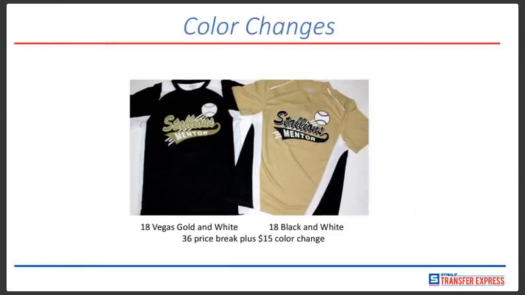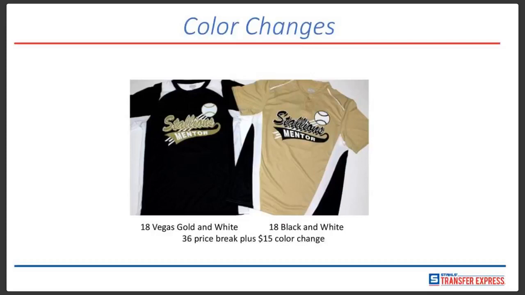All right, so one of the ways you can also, especially for teams, there's lots of different options for color changes. This particular design that we have here in our Easy View Online Designer, this template is QBA-112. And what we did is we did the design for the Mentor Stallions. On the left, you'll see we did 18 of them in Vegas gold and white. And on the right, we did 18 in black and white. So we had 36 total transfers.